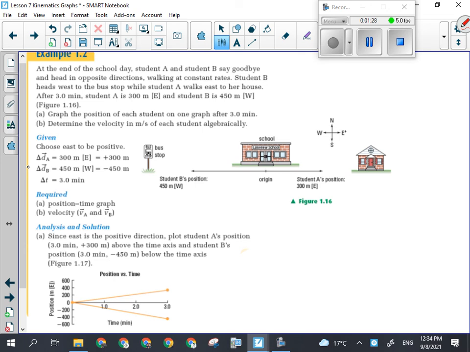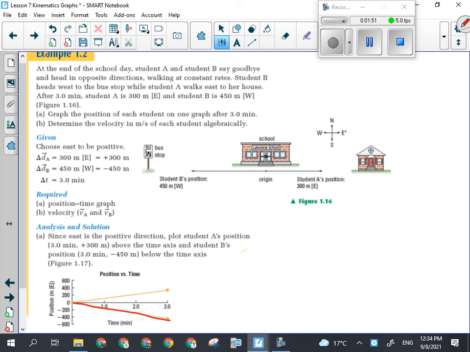Has to be because it's the same amount of time, right? It was 3 minutes. They both walked for 3 minutes. One of them ended up 350 meters, one of them ended up 400 meters. Or, sorry, I have it wrong. 300 meters and 450 meters. So one of them walked further in the same amount of time. That's why their line is steeper than the other one. They went further in the same amount of time, right?